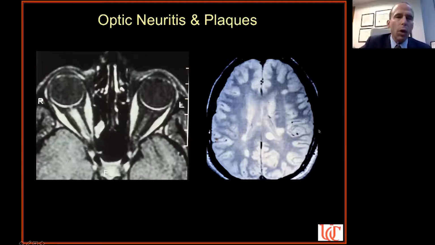Here's what we're also looking for on an MRI. A T1, the fluid in the ventricles is dark, but look at all of the plaques. This is contrast enhanced. Look at all the plaques that we see in a patient with multiple sclerosis.